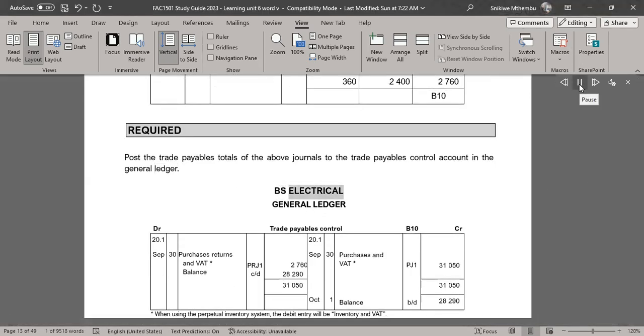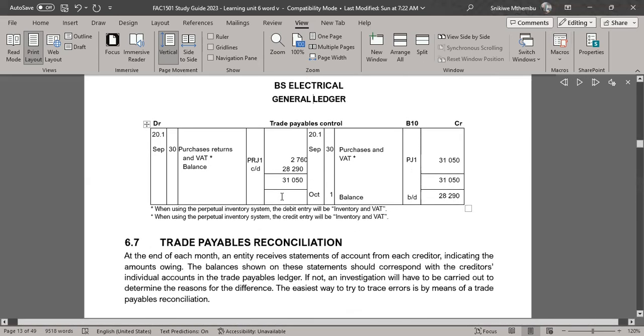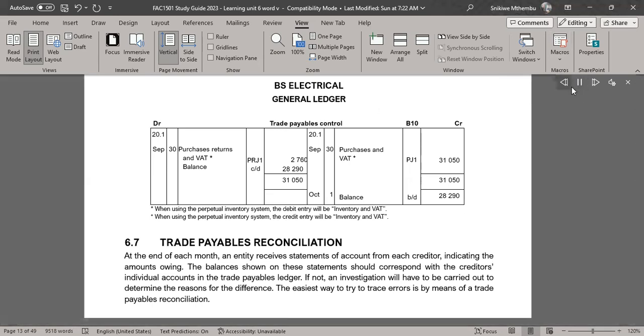BS Electrical General Ledger. When using the perpetual inventory system, the debit entry will be inventory and VAT. Plus, when using the perpetual inventory system, the credit entry will be inventory and VAT.